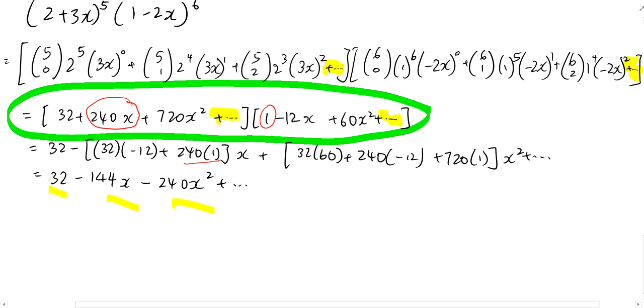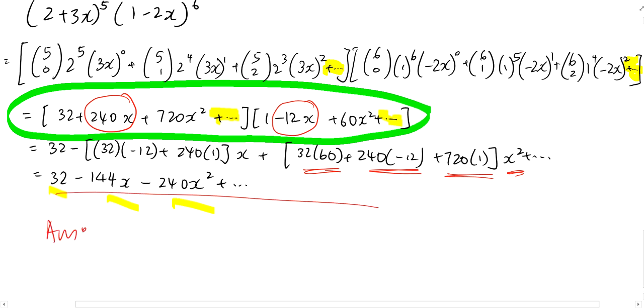Next will be my x squared term. I want to generate x squared. It is obtained only by multiplying what by what? Constant by x squared: 32 and 60 over here. Do I have another constant with x squared? Yes, 720x squared with 1, found over here. Is there another one? x power 1 and x power 1, so 240 times negative 12. Any other possibilities? No more already. So this is my x squared term. If I were to expand out, it will be this. Final answer: the first three terms, 32 minus 144x minus 240x squared.